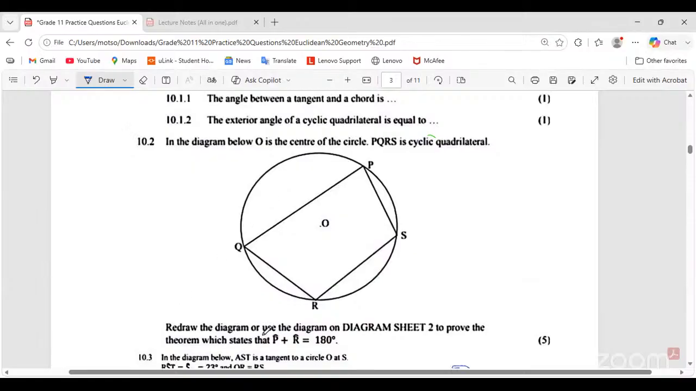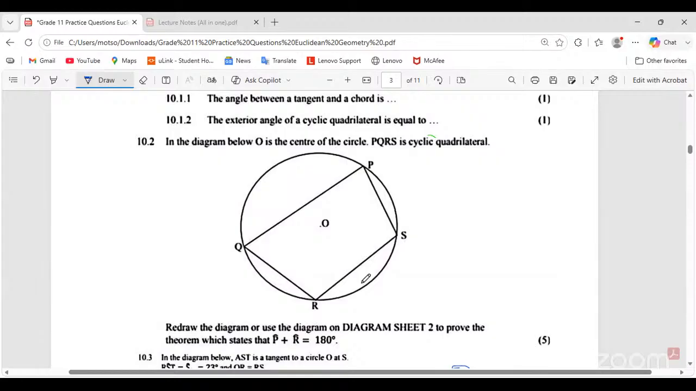Now, redraw the diagram and use the diagram on the diagram sheet 2 to prove the theorem, which states that angle P plus angle R is equal to 180 degrees. So in your answer sheet, on your final, and in your trial, or what do they call trials in Gauteng? I think they're called pre-something, I forgot, but the September paper one, the term 3 paper. So you will be having this diagram.